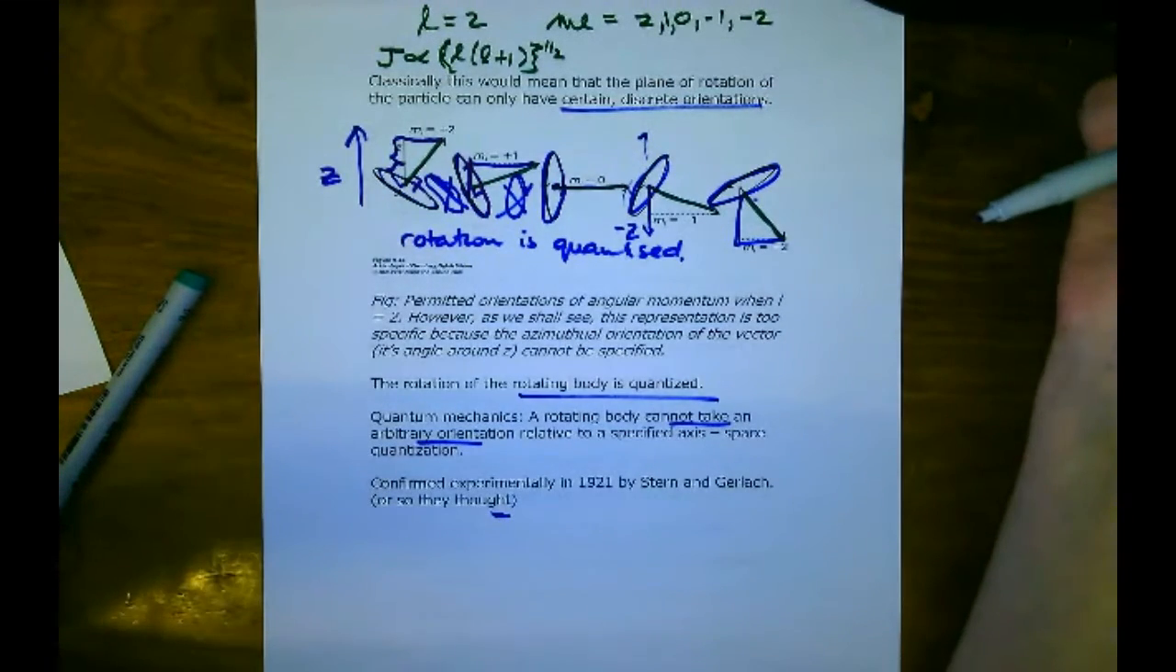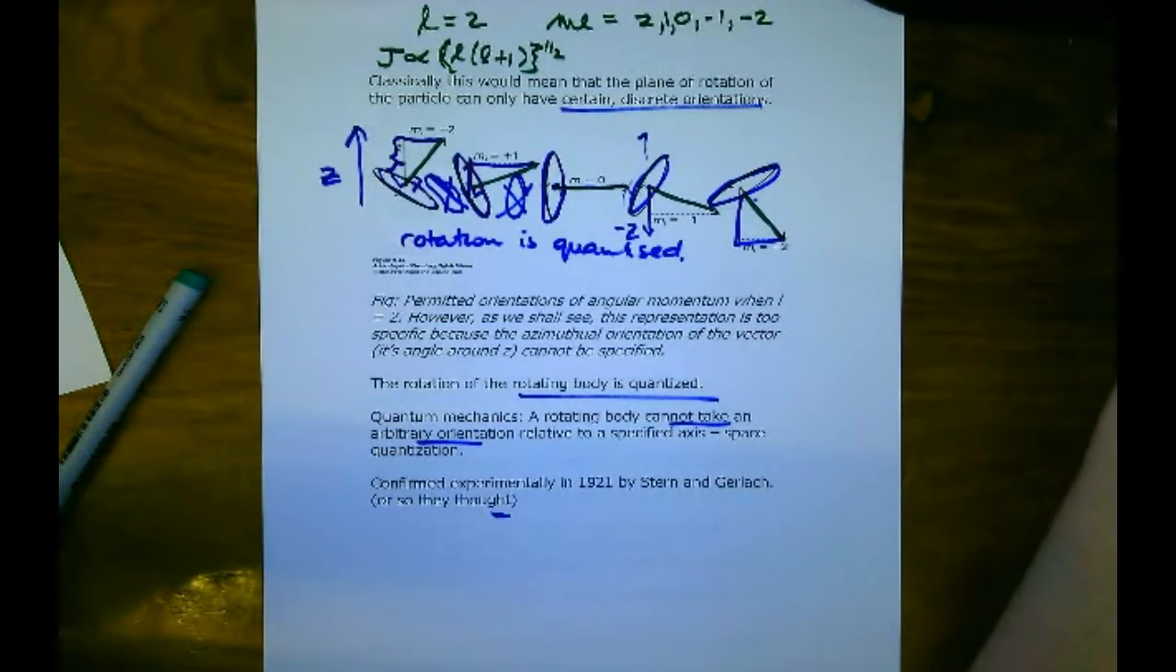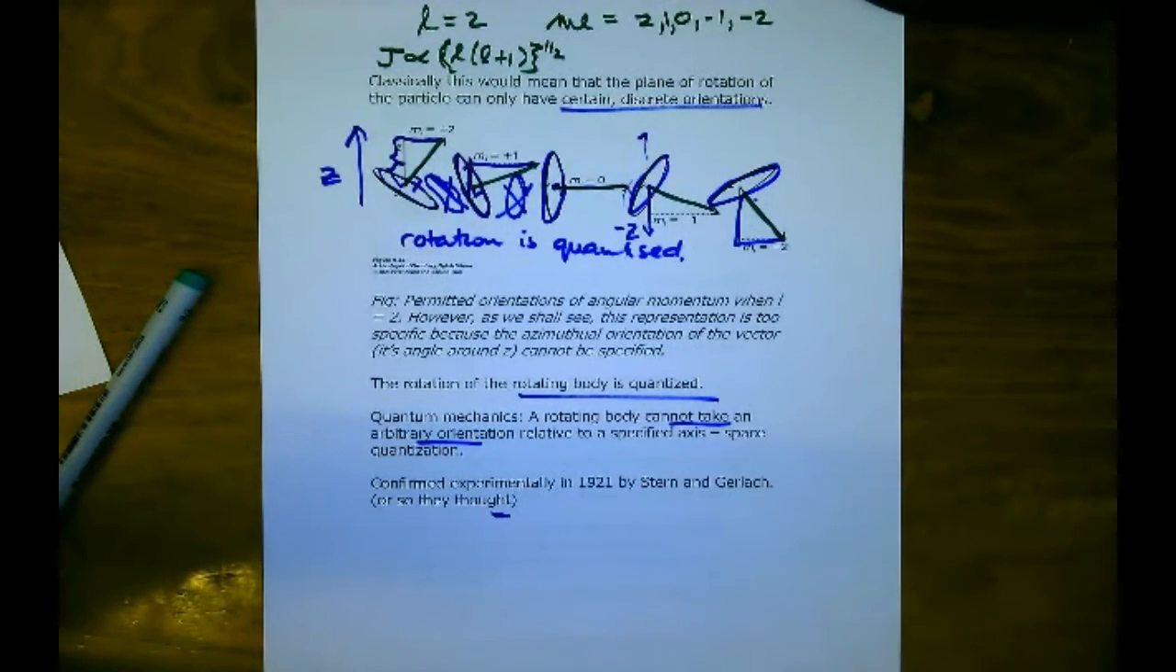So think about what this means in the macroscopic world. It means that if you kick a soccer ball, it can only rotate in a couple of ways. It cannot rotate in any way, which of course is a very strange concept.